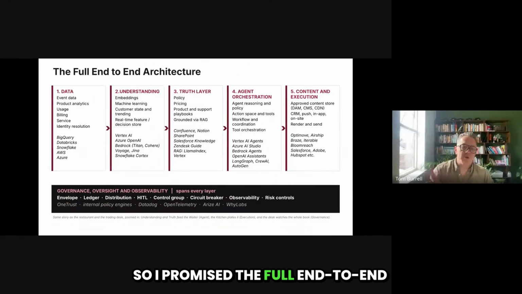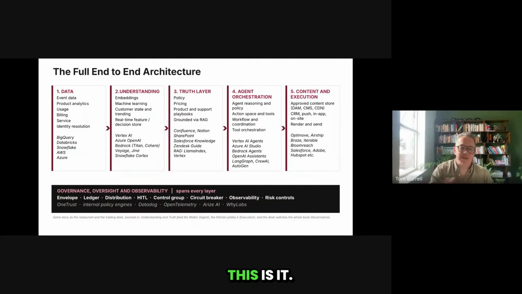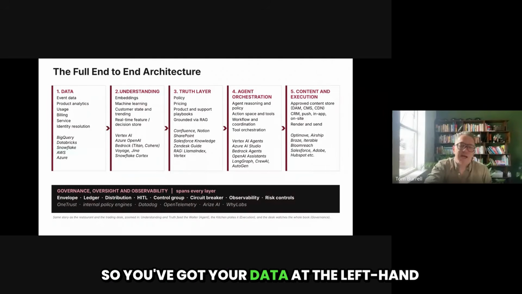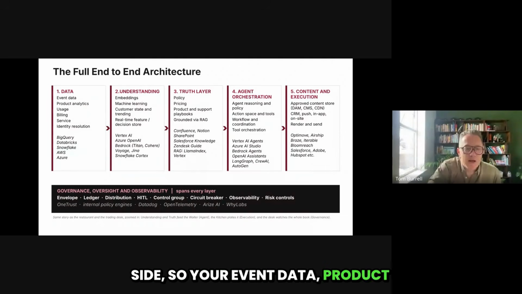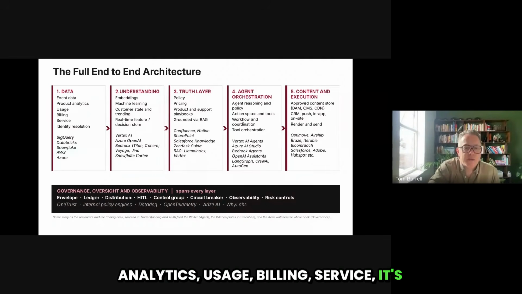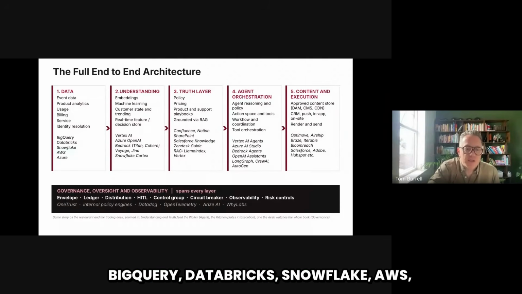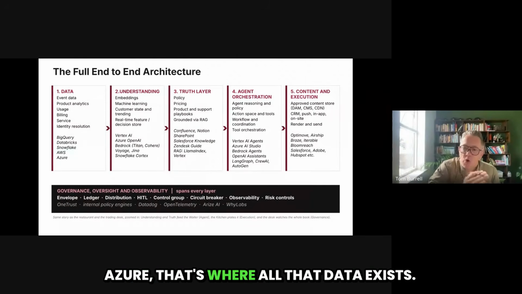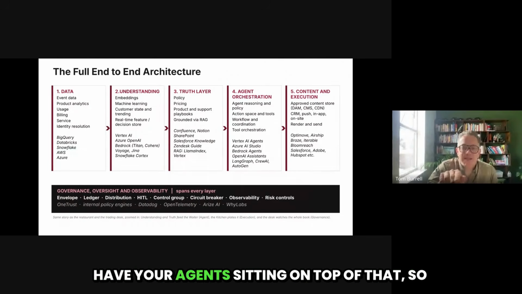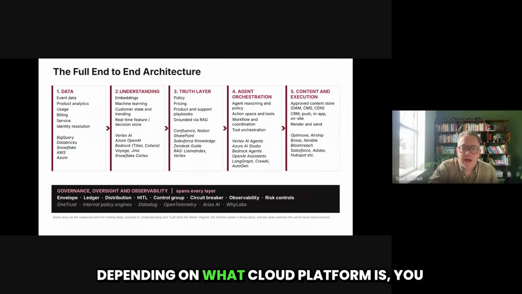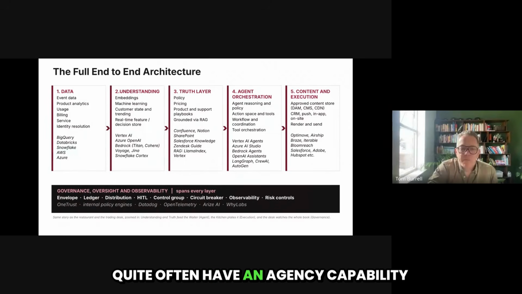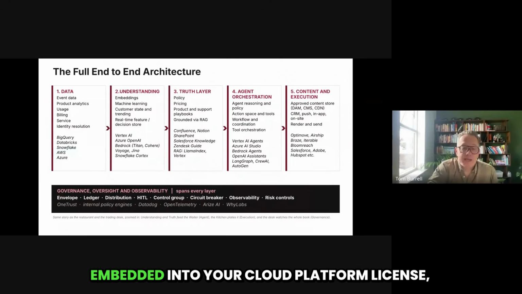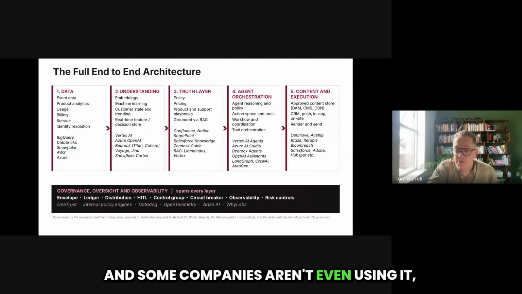So I promised the full end-to-end architecture. This is it. You've got your data at the left-hand side: your event data, product analytics, usage, billing, service, identity resolution, BigQuery, Databricks, Snowflake, AWS, Azure. That's where all that data exists. You have your agents sitting on top of that. Depending on what your cloud platform is, you quite often have an agentic capability embedded into your cloud platform license, and some companies aren't even using it, because all these brands want you to use their tech.